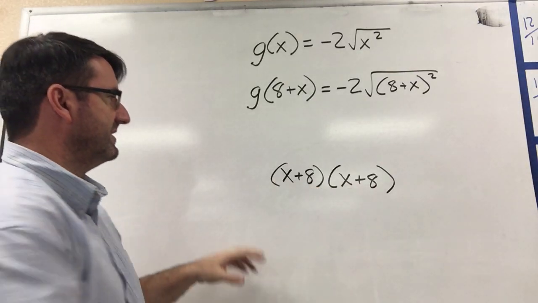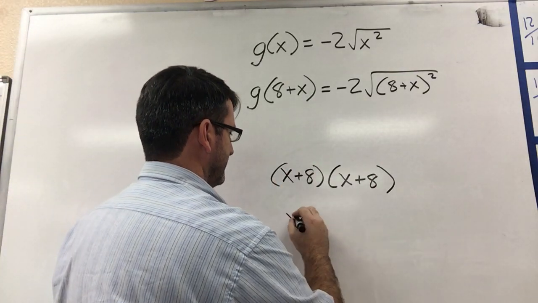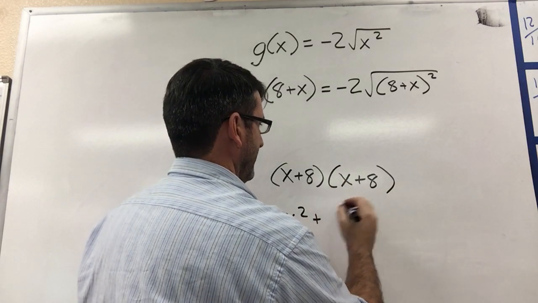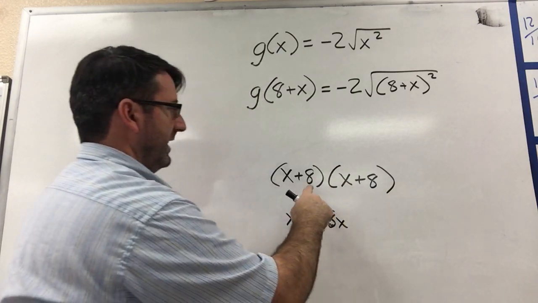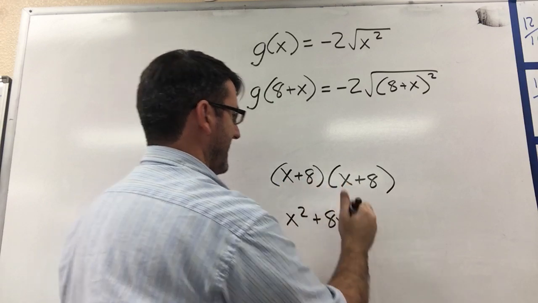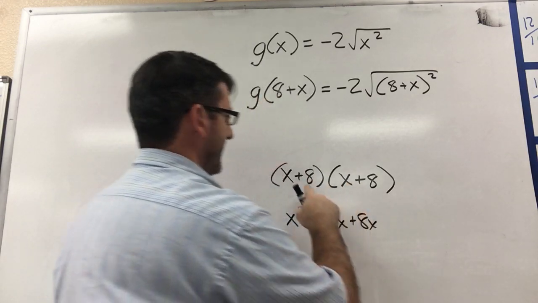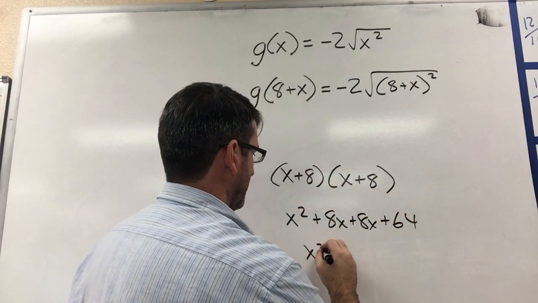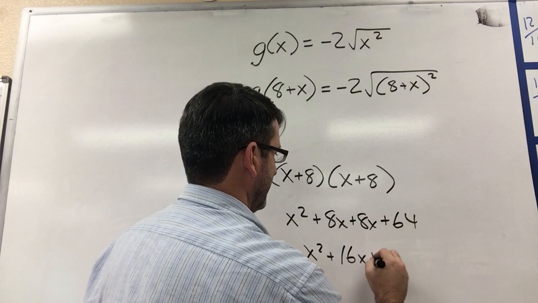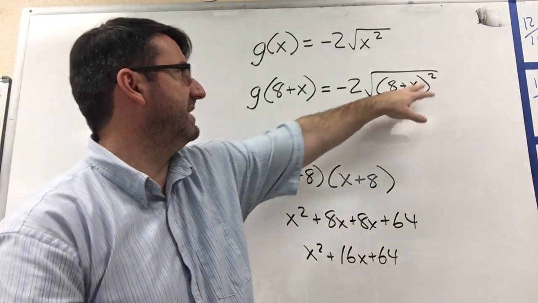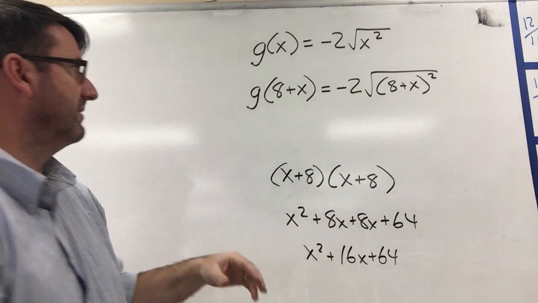And so we can expand this out by multiplying x times x is x squared. X times 8 is 8x. And let's see, 8 times x is 8x. And then 8 times 8 is 64. So this is x squared plus 16x plus 64. That's x plus 8 squared expanded out.